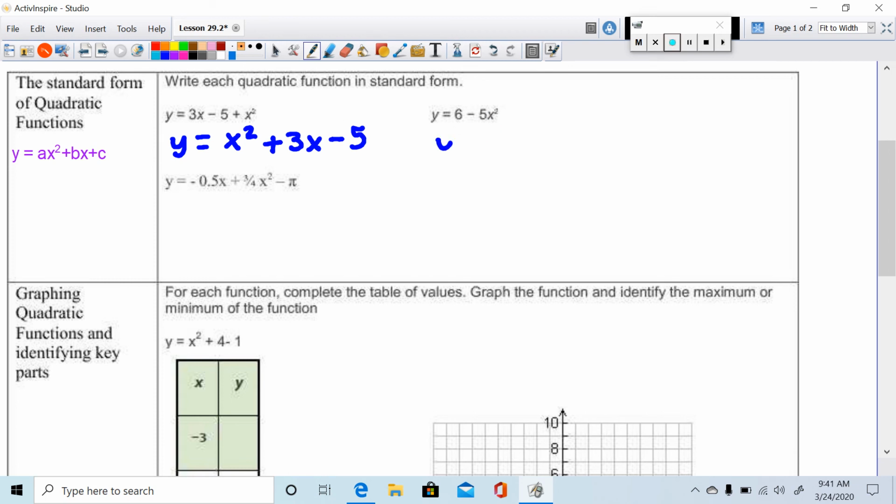Okay, this one is y equals, the squared term is a negative 5, so negative 5x squared. And then there is no x term, but there is a constant, which is a positive 6. And for the final one, y equals, the squared term is 3/4 x squared. The x term is a negative 5/10 x, and then your constant pi is a constant. It's an irrational number, so the constant is negative pi.